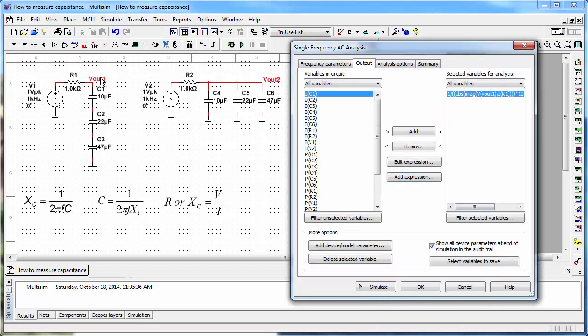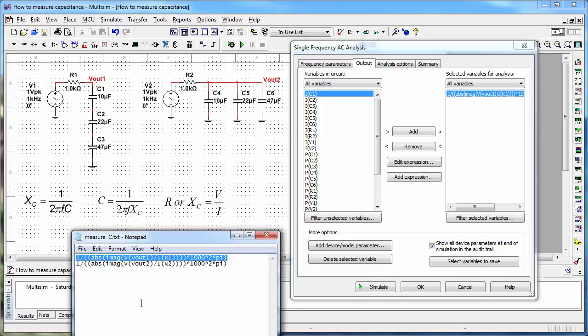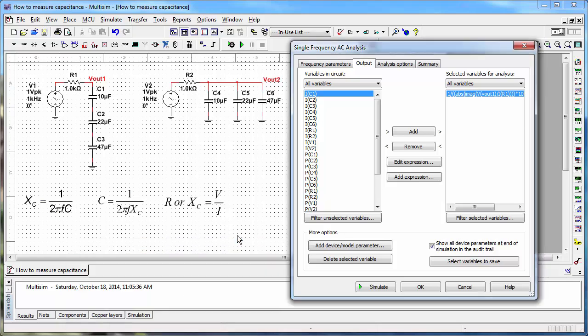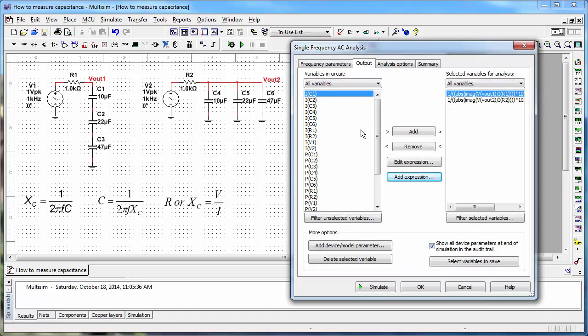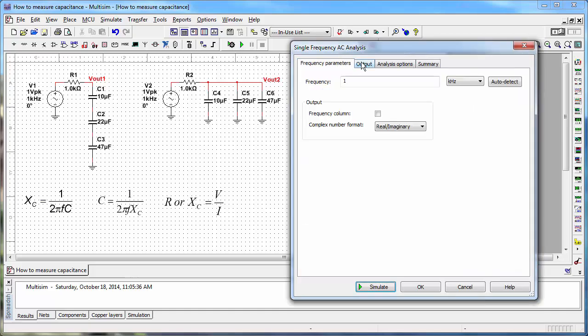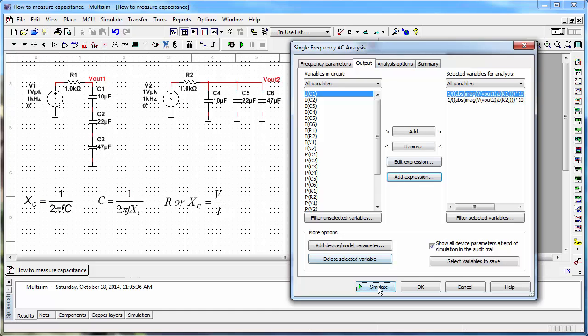and seeing as how we have two different circuits, we'll do that for both circuits. The only difference between the two is the different voltage and the different current that we measure. And I believe we have everything ready now, so let's go ahead and simulate.